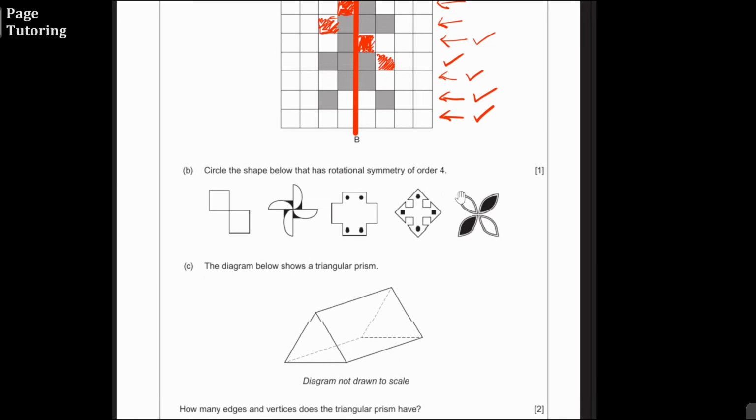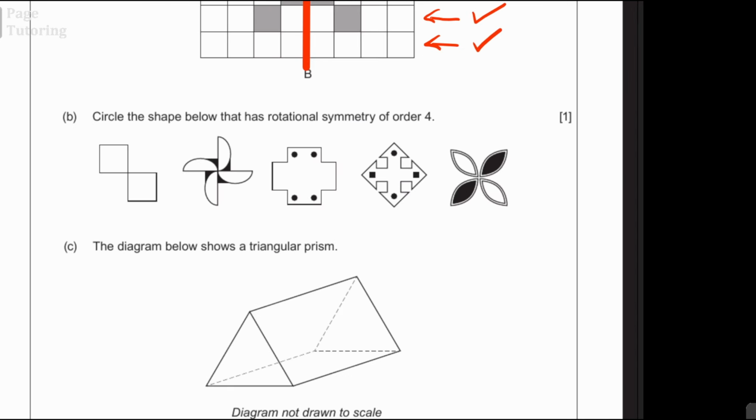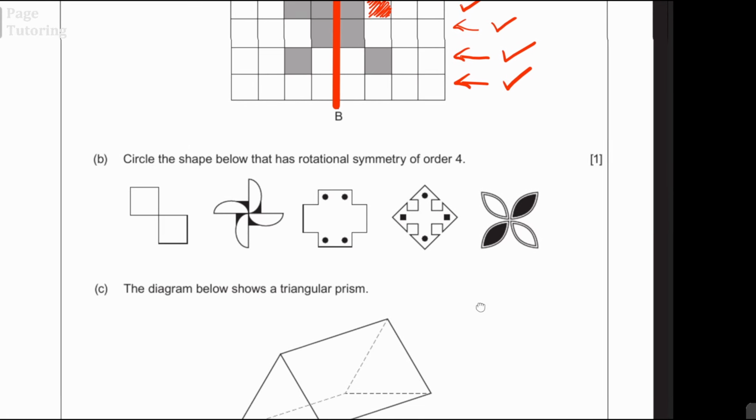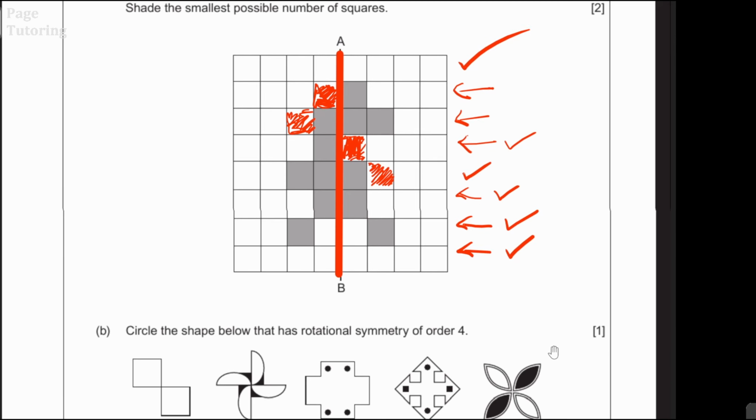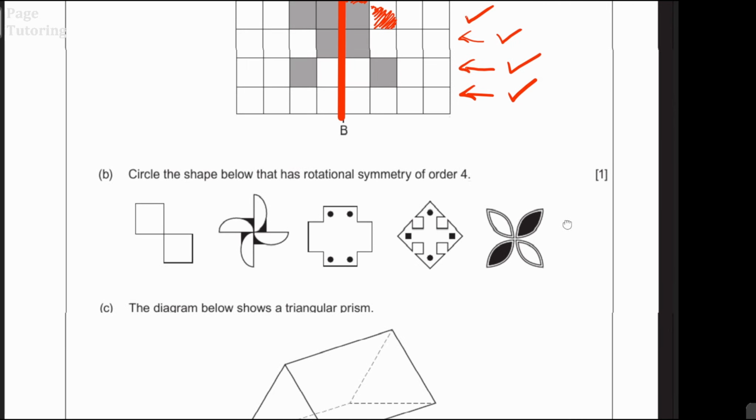Part B. Circle the shape below that has rotational symmetry of the order of 4. Now what does that order of 4 mean? It means if you rotate it 90 degrees, 90 degrees, 90 degrees, it's going to be exactly the same shape. Or another way to think about it is it has 4 lines of symmetry. So this top shape that we've just done, that has 1 line of symmetry, so just 1 line through it. But now we're looking for shapes that could have 4 lines through it.